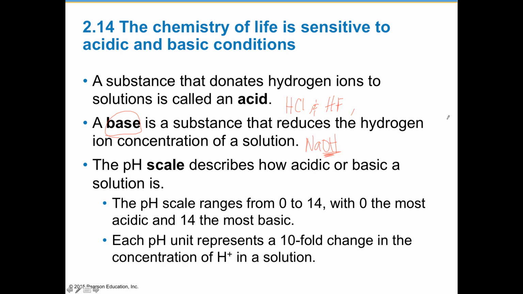The pH scale describes how acidic or basic a solution is. The pH scale ranges from 0 to 14, where 0 is the most acidic and 14 is the most basic. Each pH unit represents a 10-fold change in the concentration of hydrogen. So here, at the lower end, there's lots of H+. At the upper end of the scale, when it says basic, little H+. And we're going to look at that more.